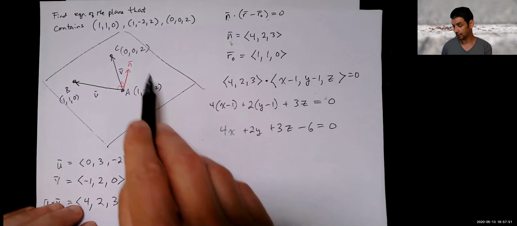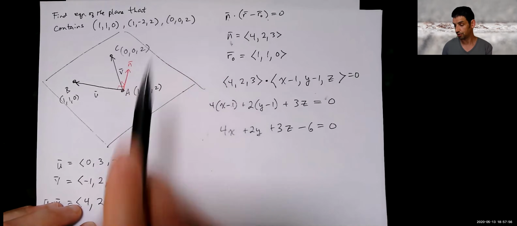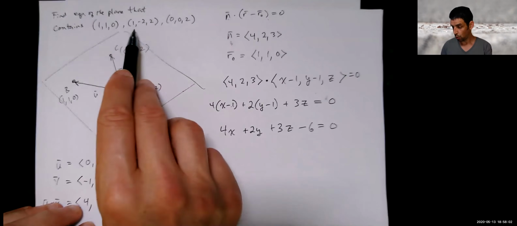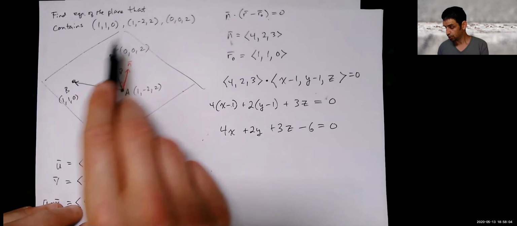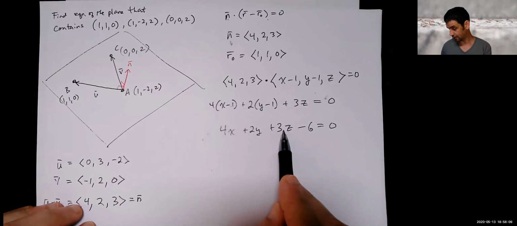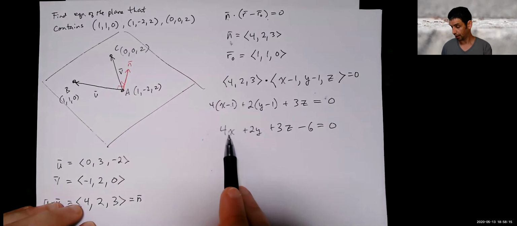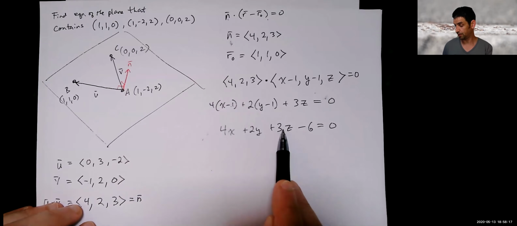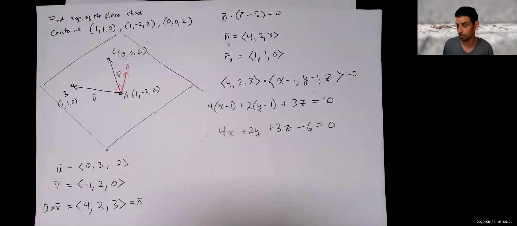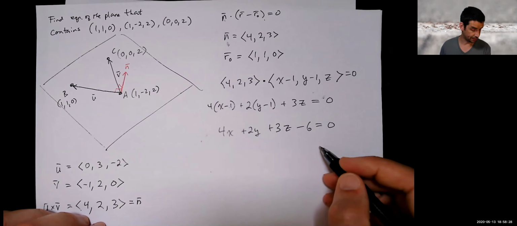Okay, let's double check. Let's check that the points I have here satisfy this equation. For instance, 0, 0, 2 gives me a 0 here, a 0 here, a 6 here, -6 is 0. Or 1, -2, 2. I get 4 minus 4 is 0, plus 6 is 6 minus 6 is 0. Let's do the last one, 1, 1, 0. I get 4 plus 2 is 6, plus 0 is 6, minus 6 is 0. And so all 3 points satisfy this equation, right? Doesn't prove the whole plane does, but it makes me confident about the work that we've done, okay?